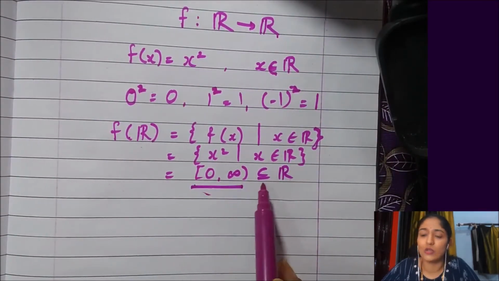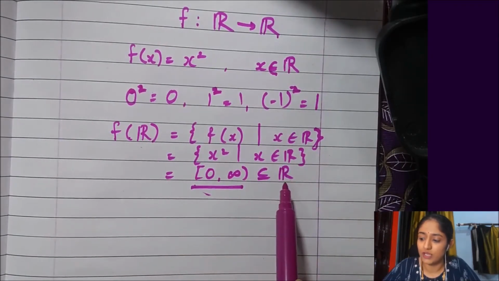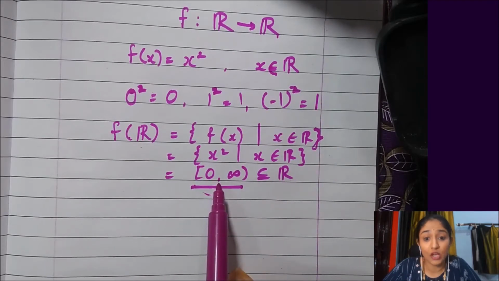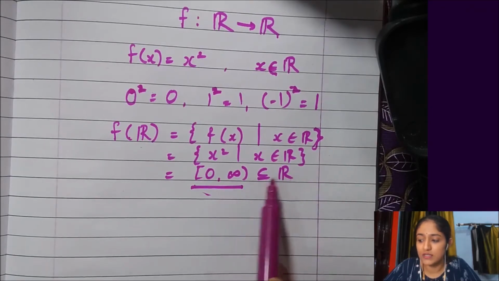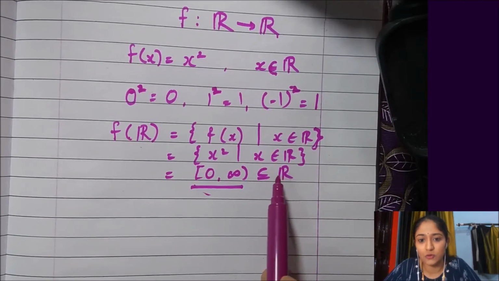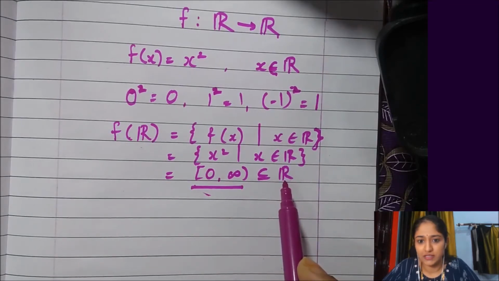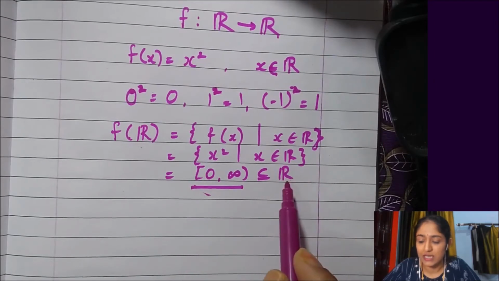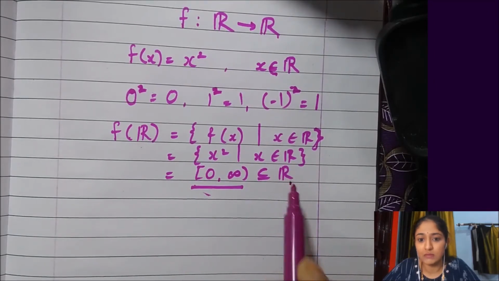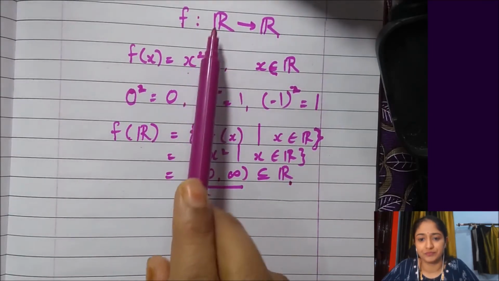So the range is contained in codomain, right? The thing to notice here is that every element of range has to be inside codomain, but not every element of codomain has to be inside the range. Do you get my point? Like all the negative numbers are present here, but they are not present here. So there are many elements in the codomain which are not the images of any of the elements in the domain, right?